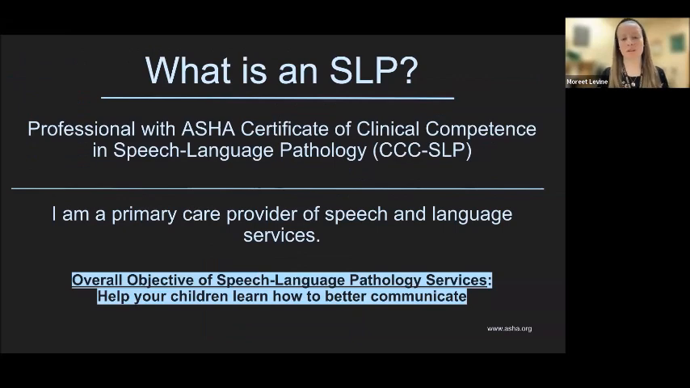Now, before we get to those questions, I just want to give a brief introduction. So what is a speech language pathologist, an SLP? That's what we're called. So I am a professional with an ASHA certificate of clinical competence in speech language pathology, just so you see the acronyms that are used in my professional title. That's a fancy way of saying that I am a speech therapist.